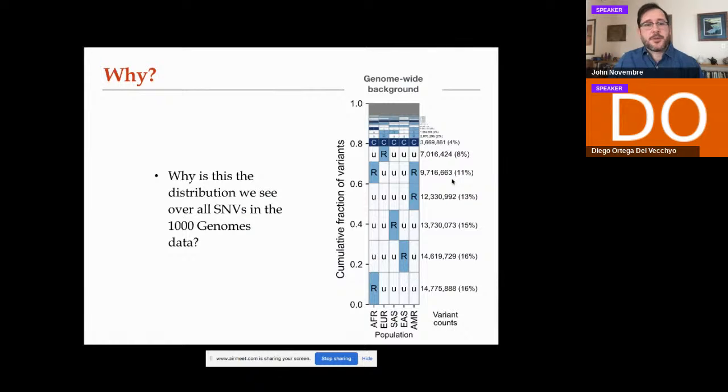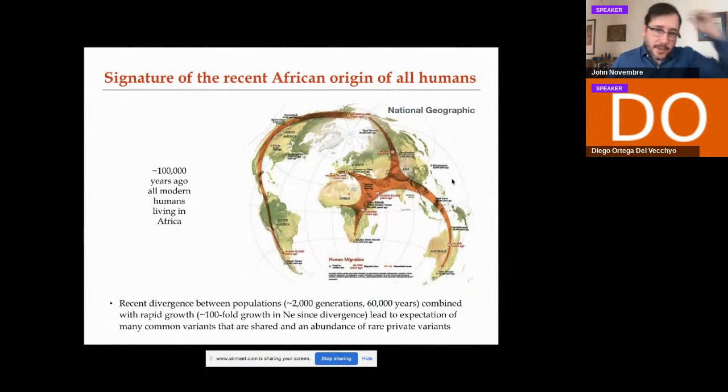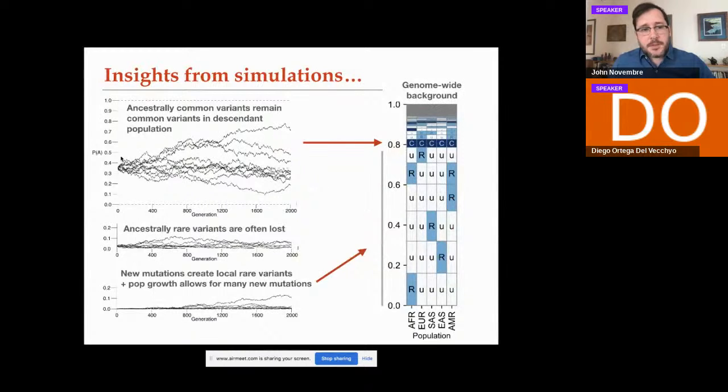Why is this the distribution that we see over all single nucleotide variants in the 1,000 Genomes data? This particular fractionation versus any other is the result of the recent African origin of all humans, is what we believe. I'll explain that more in a second, but what I want you to picture is that you have variants that are, well, let me walk us through this.